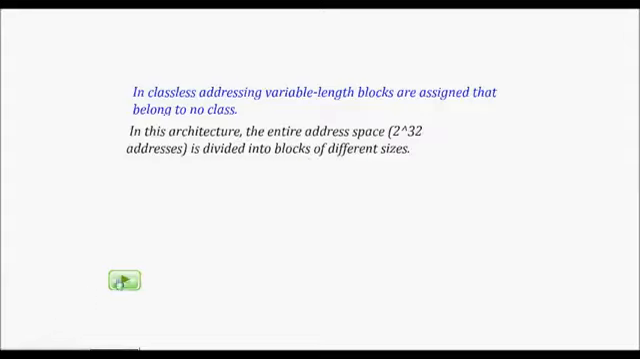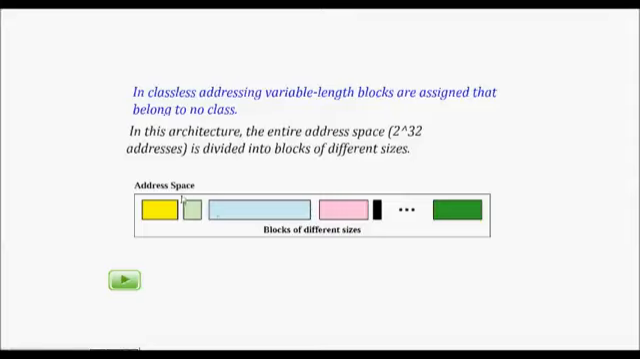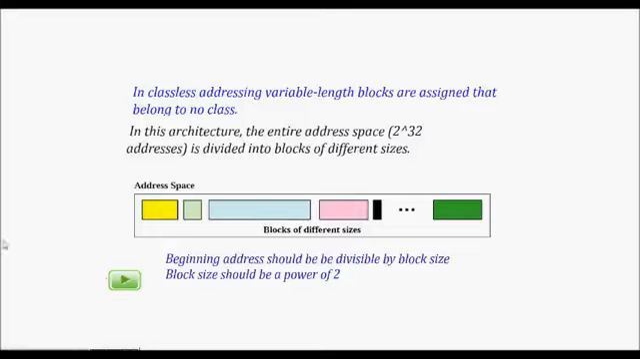This figure just tells us that your sizes can be different, but there are two restrictions. What are they? The beginning address should be divisible by the block size. A block will have a starting address and an end address. And the block size should be a power of 2. These two restrictions should be there, and that is important.